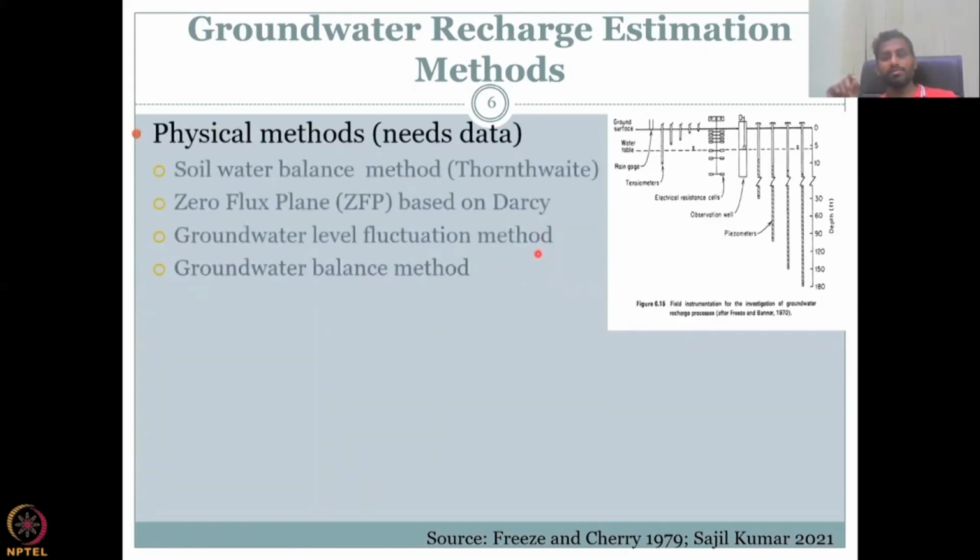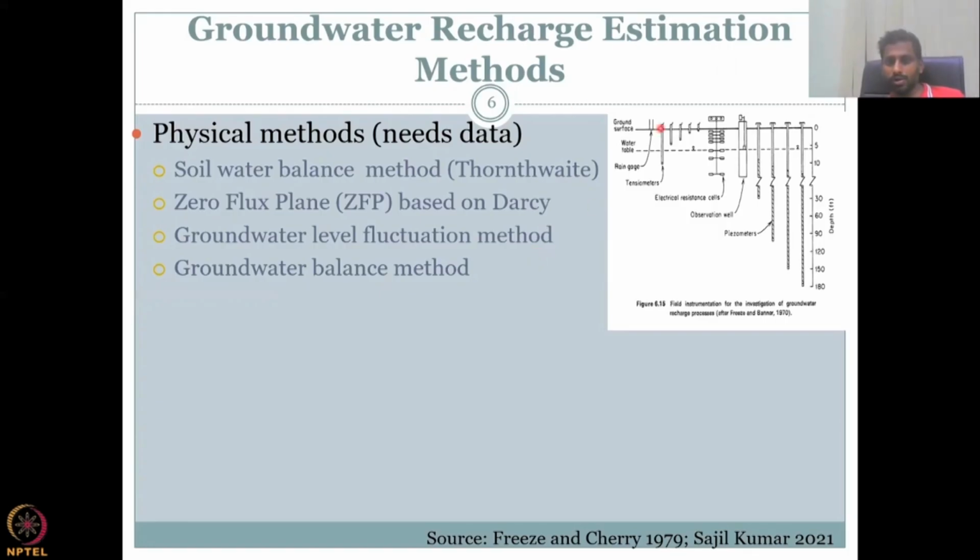Let's look at some physical methods. This needs a lot of physical data. The soil water balance method by Thornthwaite is an example where you construct a hydrological water balance only for the soil, because you don't care about the evaporation, you don't care about how much is left in the rainfall, etc. You only care about how much water comes in, and out of that, what is the reallocation to plants, animals, etc., and how much water goes in. So this is a soil water balance method developed by Thornthwaite, nothing else but a water balance which is focused on the soil water.